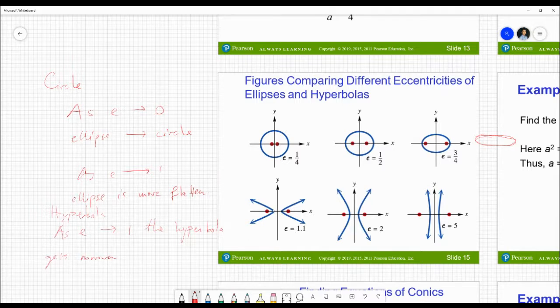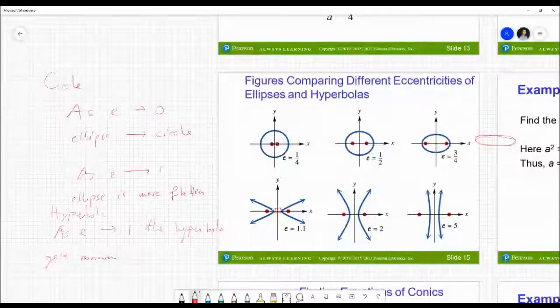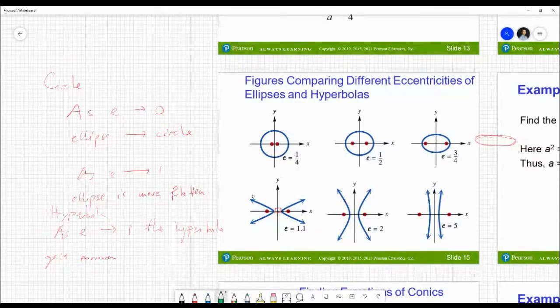So if you were to draw a box around here to help us draw our asymptotes, this one gets flattened more, and here it just opens wider. So this one closes, getting smaller and smaller, and this one just widens up. So this one opened wider than this one.